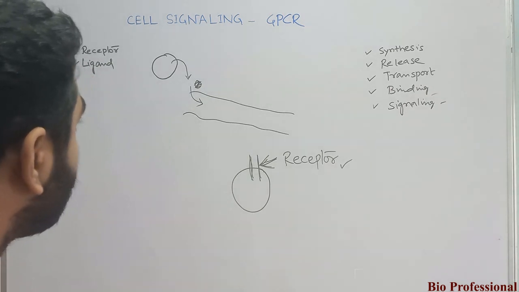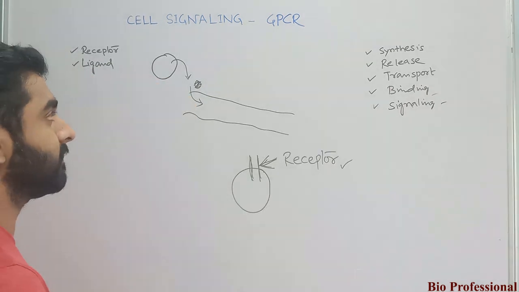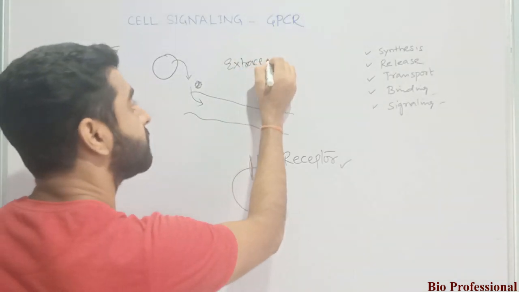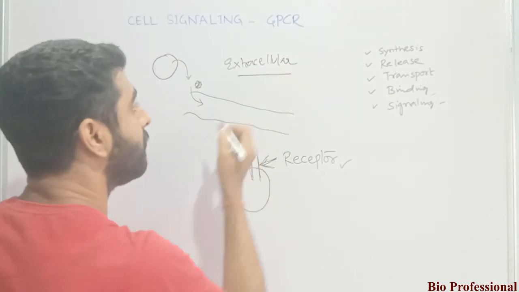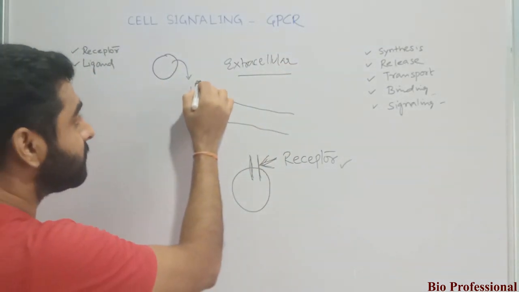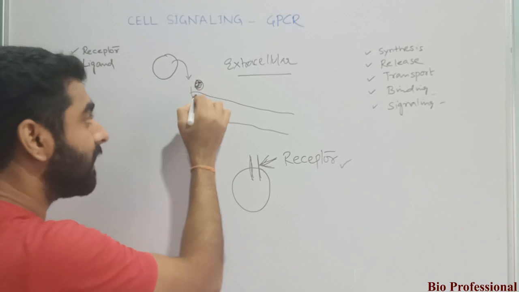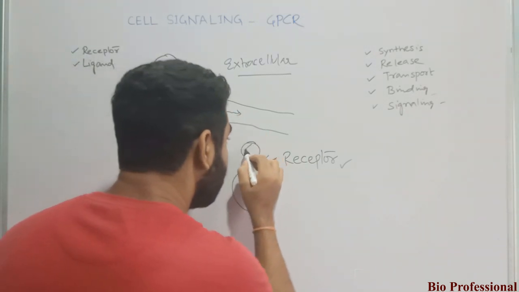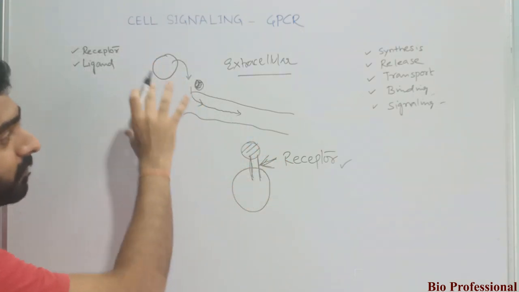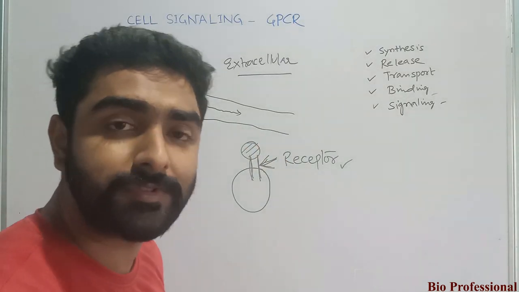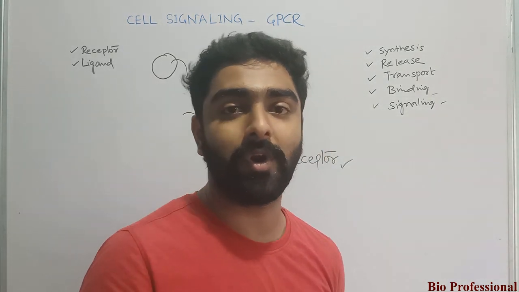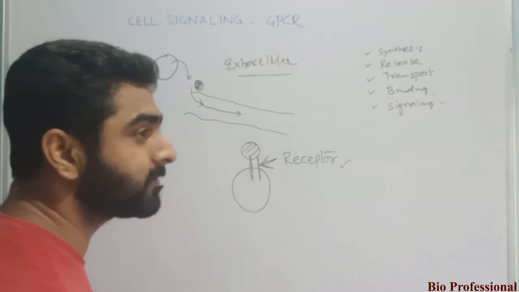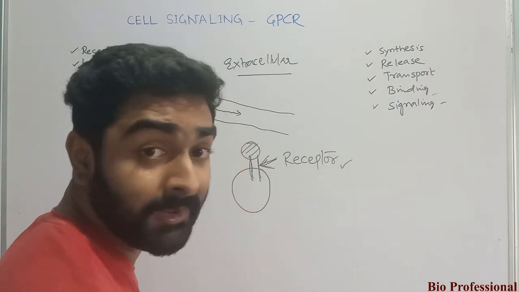Now, we can classify the signaling process. This signaling is extracellular signaling. Why extracellular? Because this signaling molecule comes out of the cell. It travels some distance, and then this ligand binds to another cell. So that's why it is called extracellular. If the signaling occurs inside the cell, we call it intracellular. We can classify the signaling process based on the distance traveled by the signaling molecule.